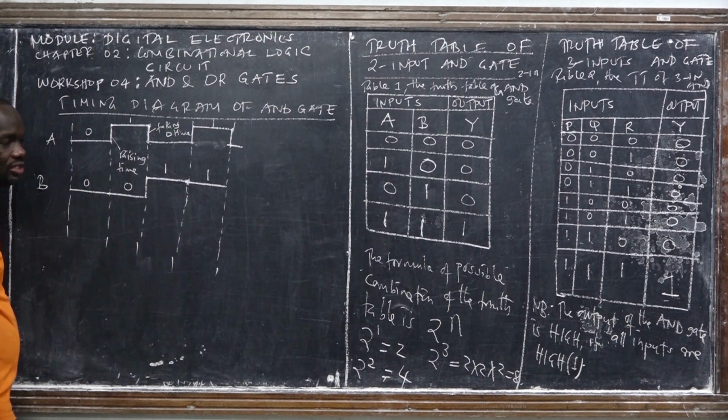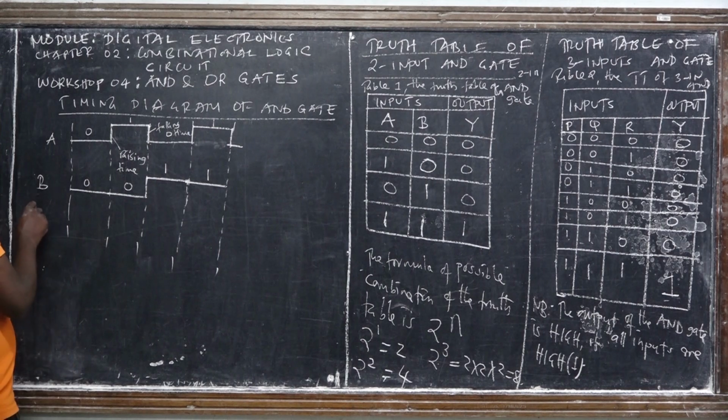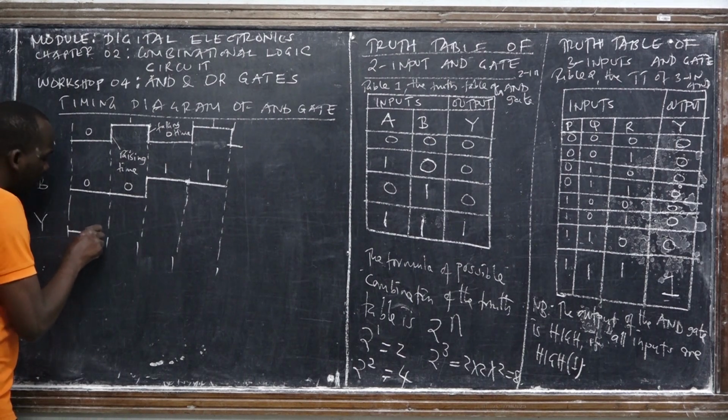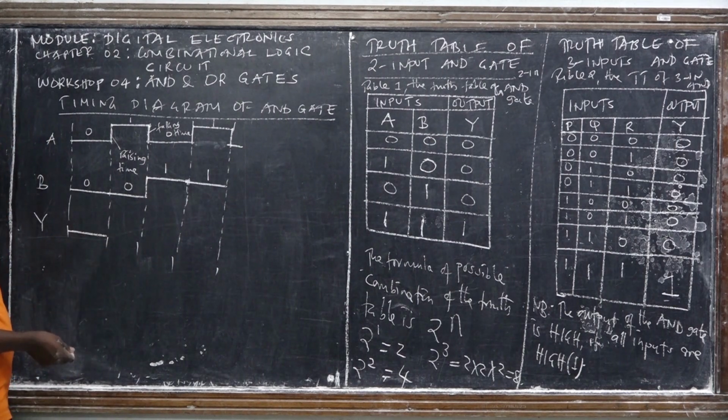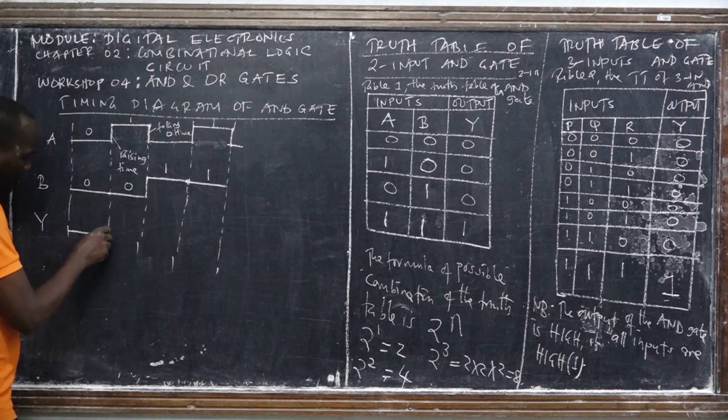Now we are going to draw the timing diagram for the output. What do you have in output? The output will be represented by letter Y. What is the first bit in the output? 0. The second one? 0.